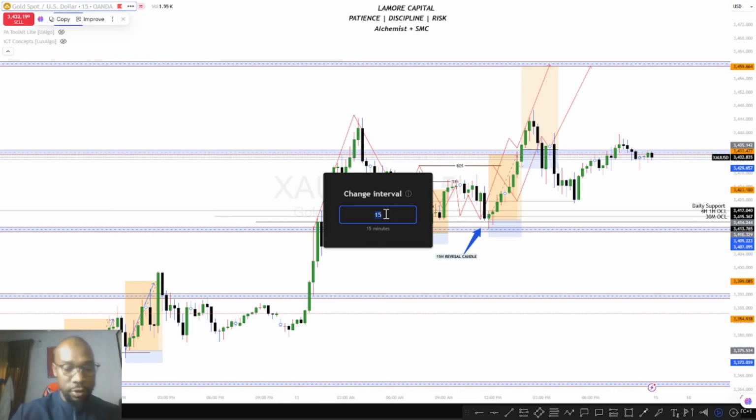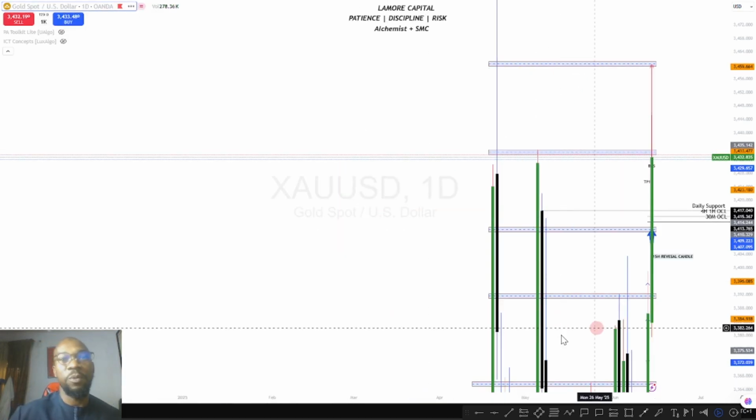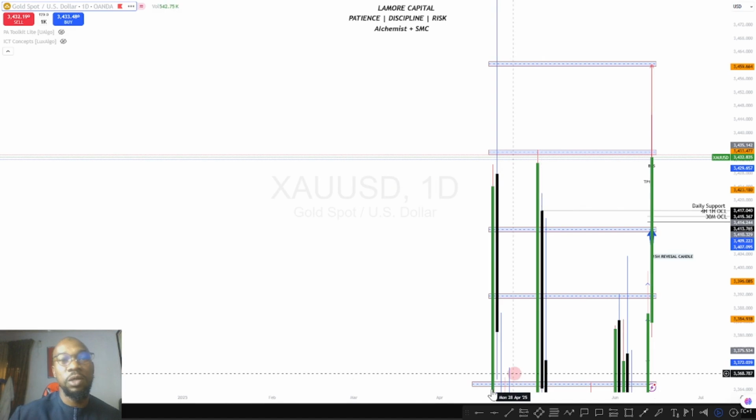Irrespective, my confluence for Friday is very interesting. Very, very interesting. So I will be starting from the daily time frame for Friday. I'll be starting from the daily time frame. Why I actually knew that the market was going to be bullish throughout Friday.